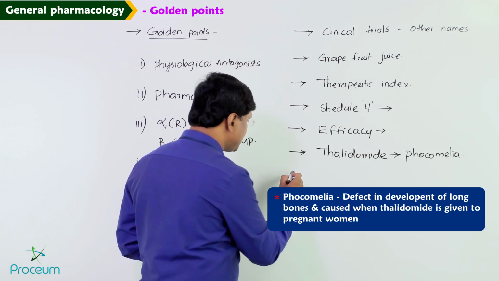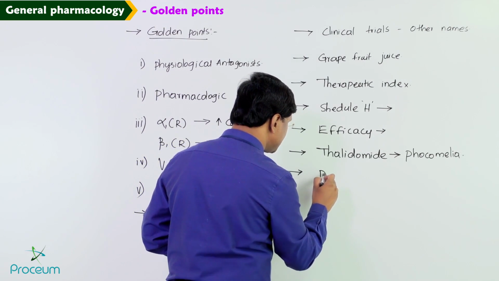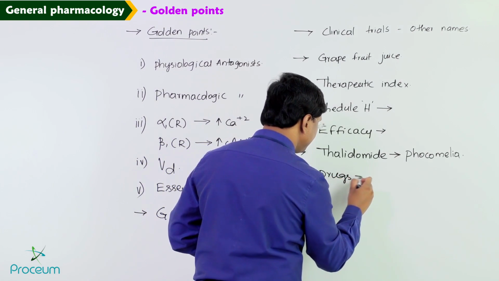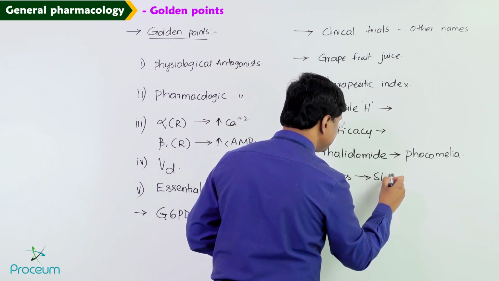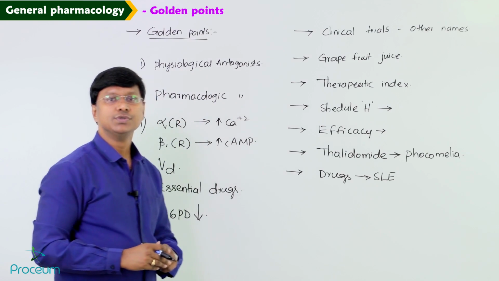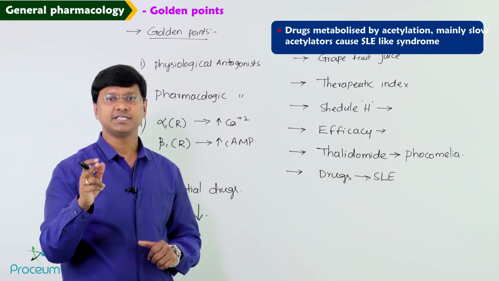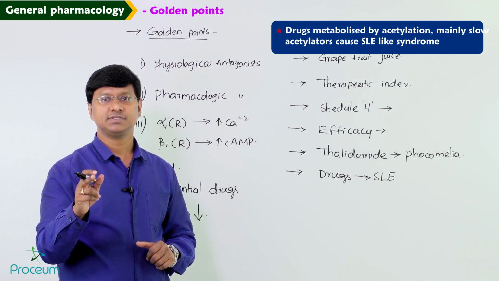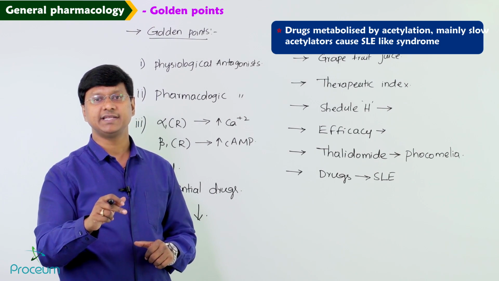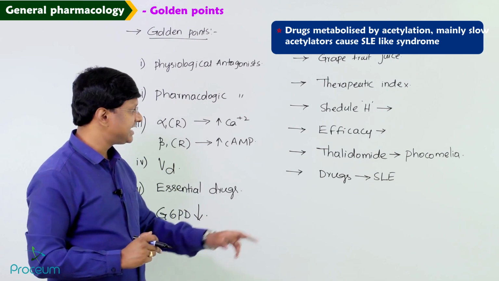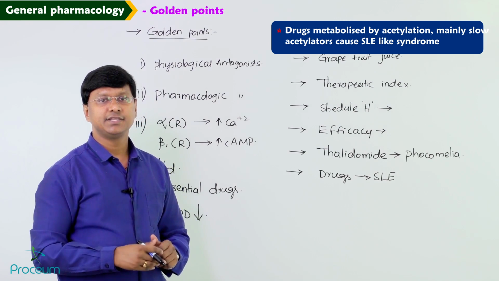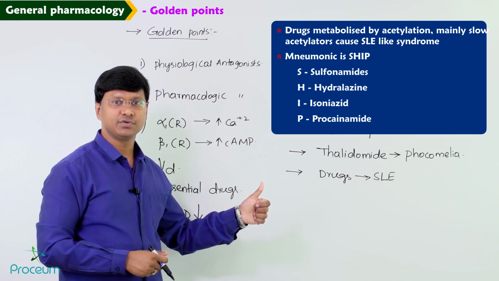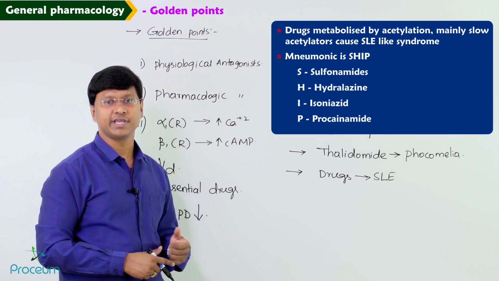Next, now you need to know the drugs which will cause SLE, that is systemic lupus erythematosus. Remember, drugs metabolized by acetylation, mainly in the slow acetylators, cause an SLE-like syndrome, and the mnemonic is SHIP, that is sulfonamides, hydralazine, isoniazid and procainamide.